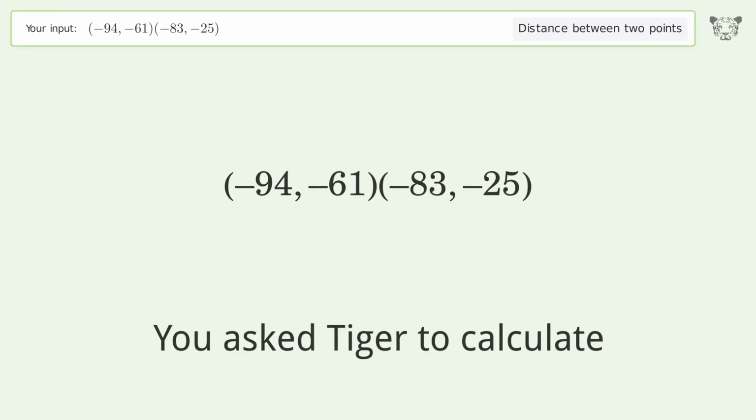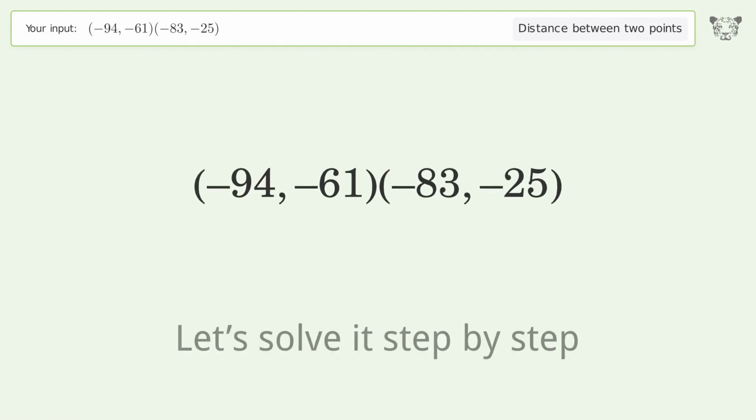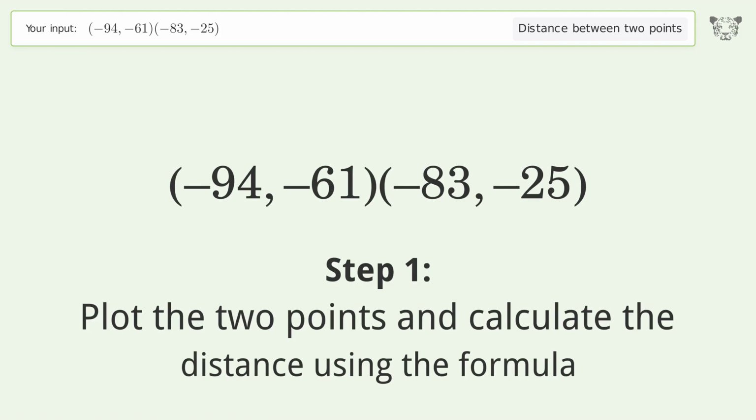You ask Tiger to calculate. This deals with the distance between 2 points. The distance between the 2 points is the square root of 1,417, or 37.643. Let's solve it step by step. Plot the 2 points and calculate the distance using the formula.